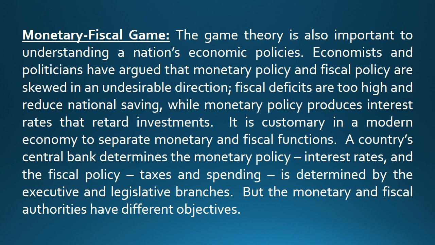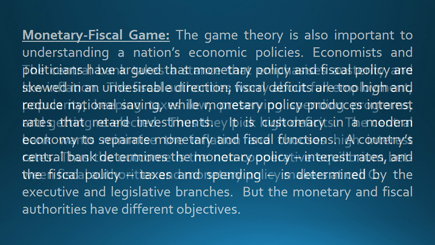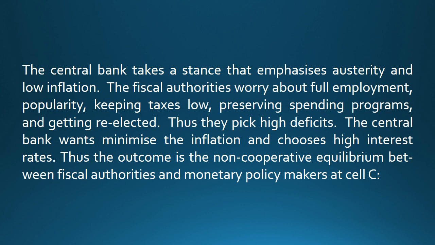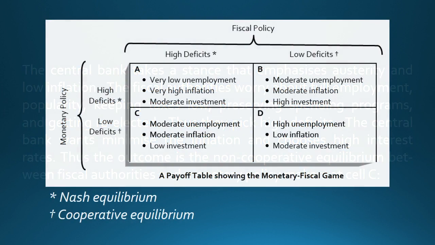But the monetary and fiscal authorities have different objectives. The central bank takes a stance that emphasizes austerity and low inflation. The fiscal authorities worry about full employment, popularity, keeping taxes low, preserving spending programs, and getting re-elected. Thus they pick high deficits. The central bank wants to minimize the inflation and chooses high interest rates. Thus the outcome is the non-cooperative equilibrium between fiscal authorities and monetary policy makers at cell C.